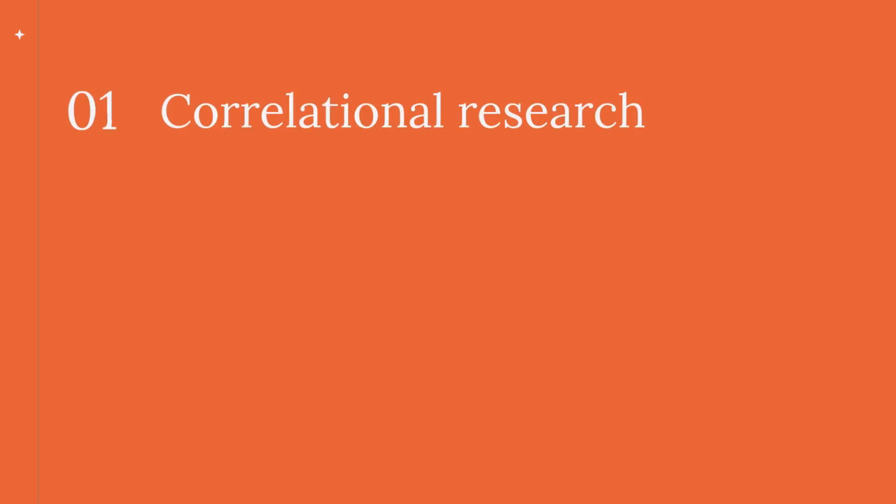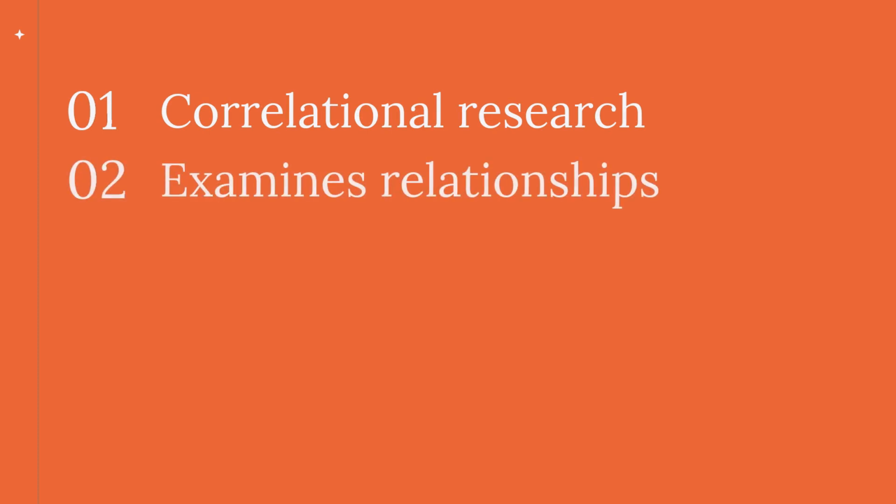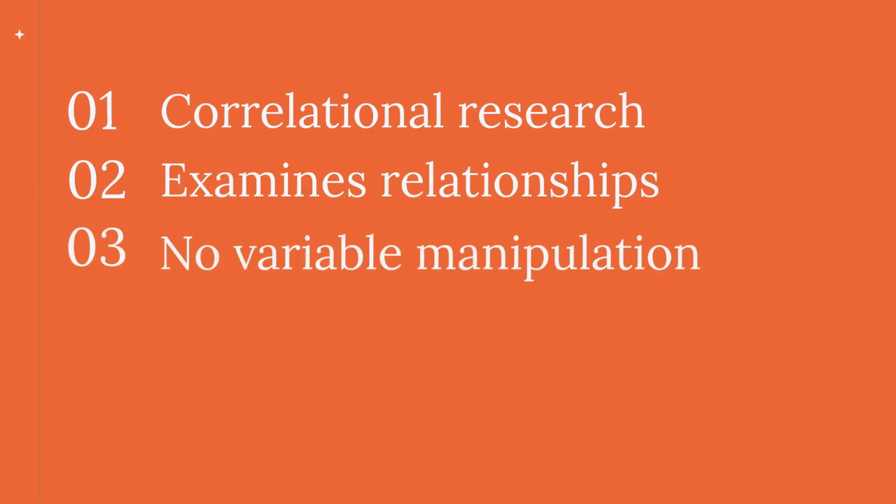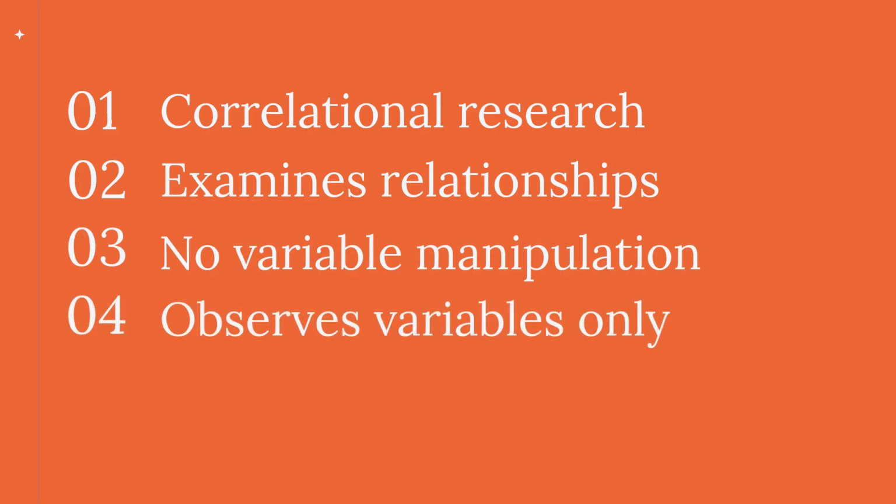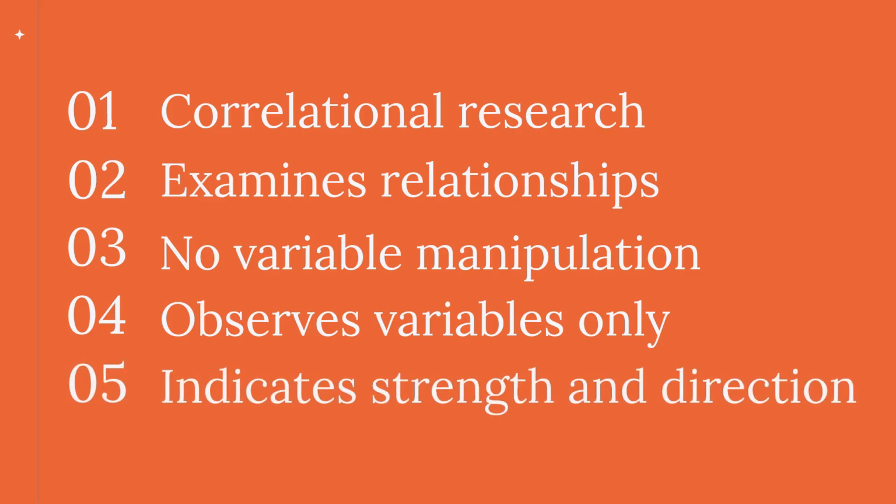Correlational research examines relationships between variables. It does not manipulate variables, only observes them. The correlation coefficient indicates the strength and direction. Positive or negative correlations are identified. This method does not imply causation, only association.